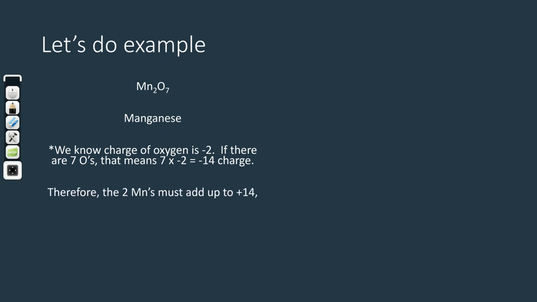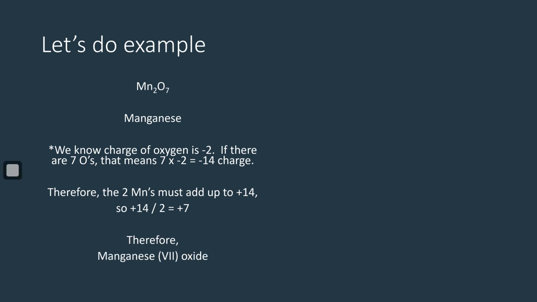So the 2 Mn's must add up to +14. So I divide, and therefore my name is manganese(VII) oxide. VII is the Roman numeral 7. And we would just say the word 7.